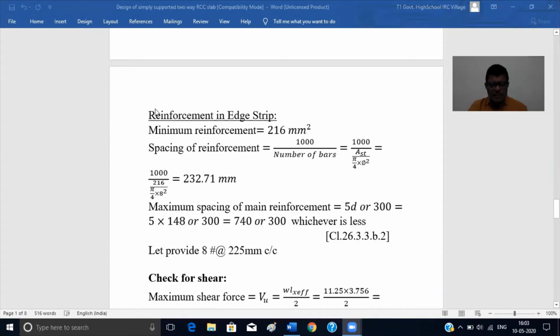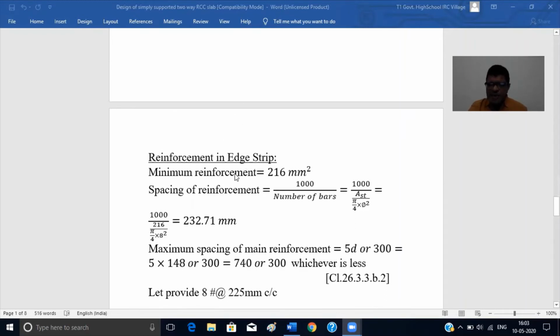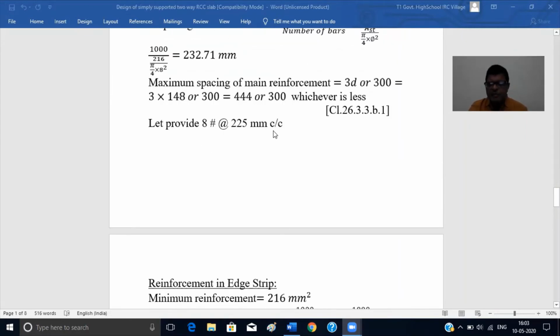Now what is the steel provided? You can find the minimum reinforcement 216. That is for the A strip. Now we have decided for this AST XX, AST YY. Again for the A strip you have to provide minimum steel. So already we have found it for the A strip. The same thing you can repeat here. 8 mm at 225 will come.